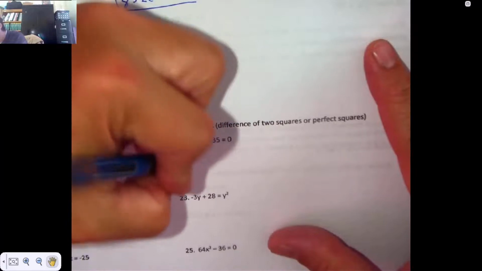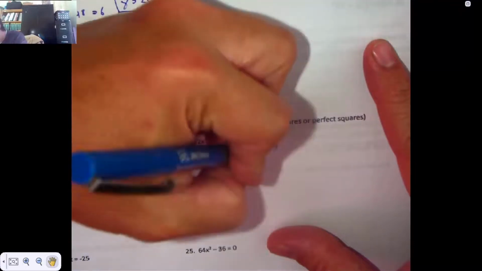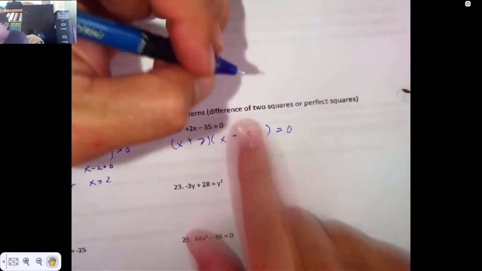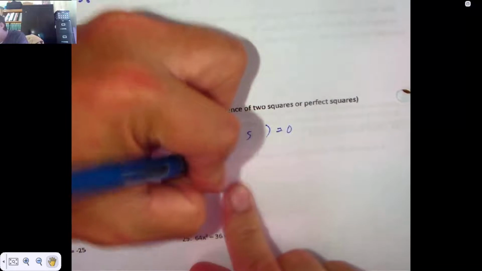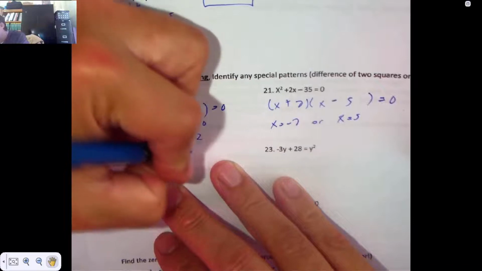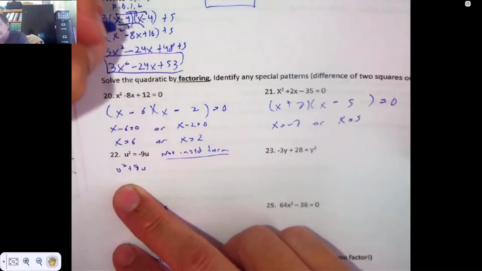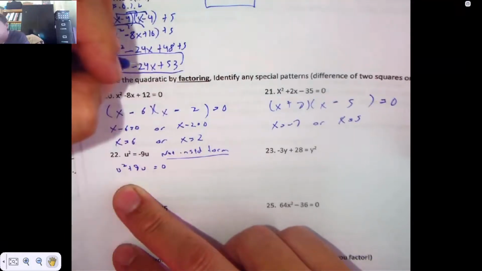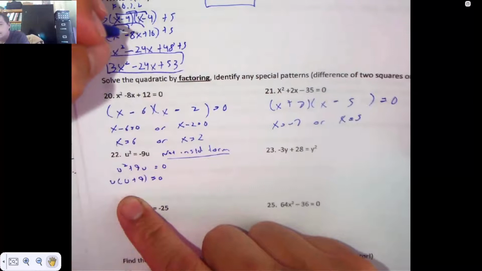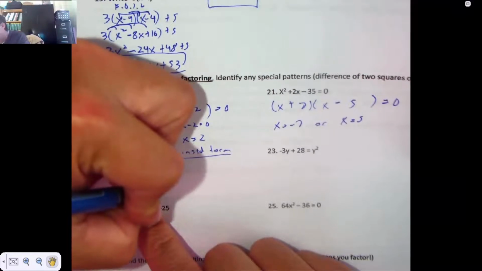X squared plus 2x minus 35 factors as x times x and 7 and 5. Why 7 and 5? Because 7 minus 5 is +2 in the middle. Using my cover-up property, x is -7 or x is 5. This one has to be in standard form, and it's not in standard form. Plain and simple, so I'm going to add 9u to the left-hand side and set it back equal to 0. Commandment number 1 in mathematics: if you can pull it, pull it. Ta-da! Cover-up technique. U is 0 or u is -9.